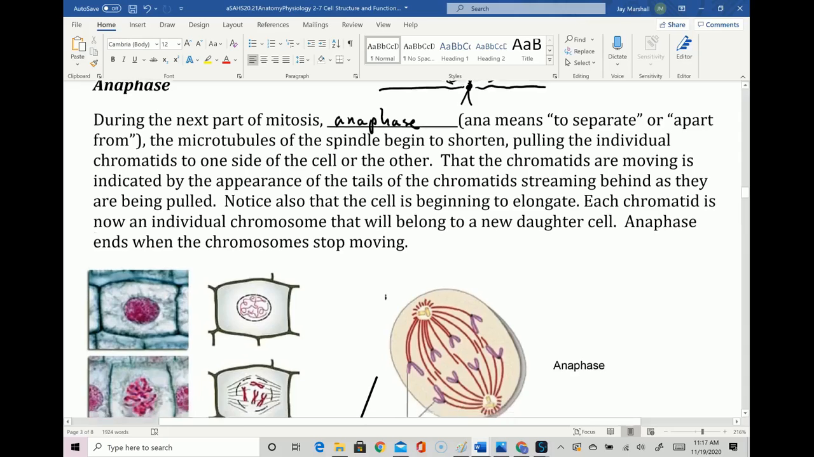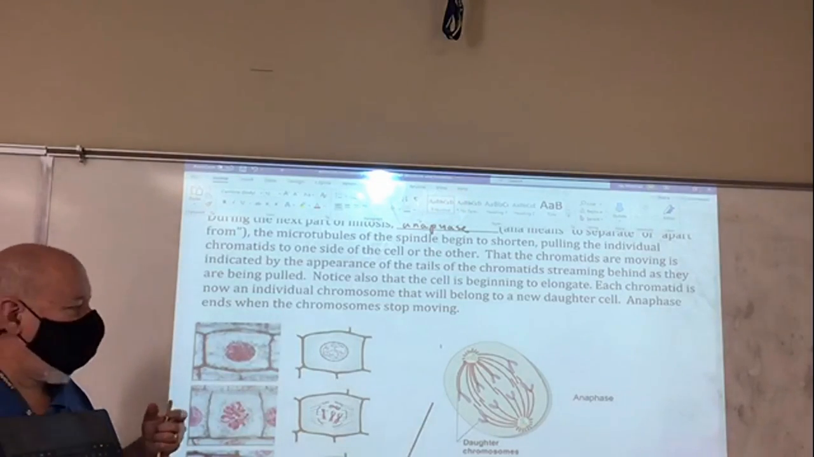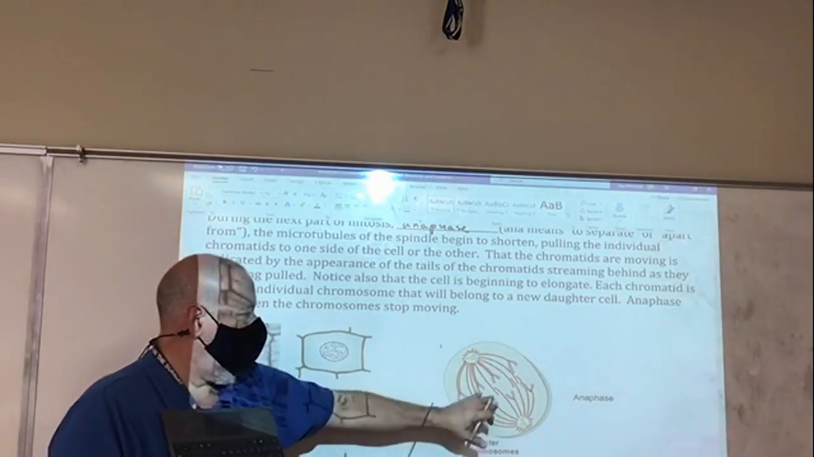Okay? At the same time, we also notice that the cell starts to elongate. Okay? The cell starts to elongate. That's another effect of these microtubules. As these microtubules that are pulling on the chromosomes are shortening, the microtubules that aren't attached to the chromosomes are getting longer. They're spreading the cell apart further and further.